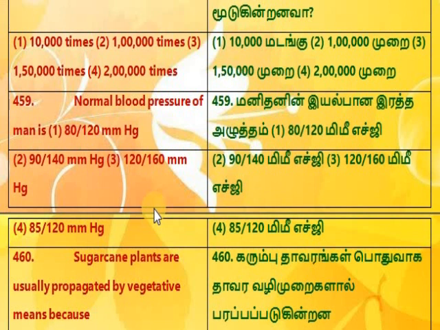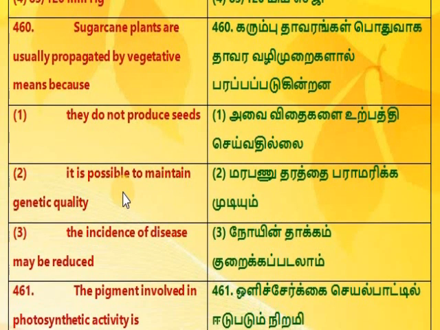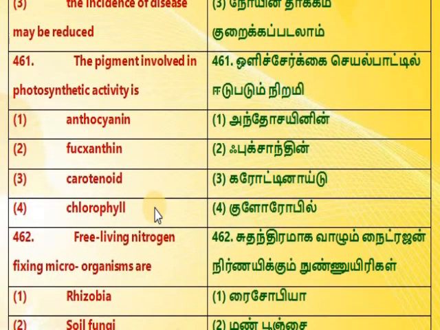459 Normal blood pressure of man is 1. 80/120 mmHg. 2. 90/140 mmHg. 3. 120/160 mmHg. 4. 85/120 mmHg. 460 Sugarcane plants are usually propagated by vegetative means because 1. They do not produce seeds. 2. It is possible to maintain genetic quality. 3. The incidence of disease may be reduced. 461 The pigment involved in photosynthetic activity is 1. Anthocyanin. 2. Fuchsanthin. 3. Carotenoid. 4. Chlorophyll.